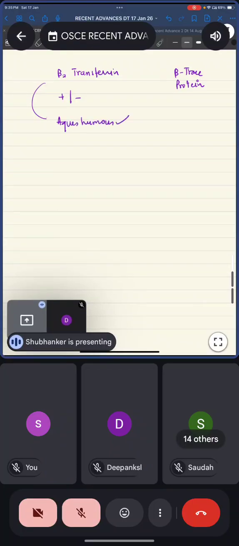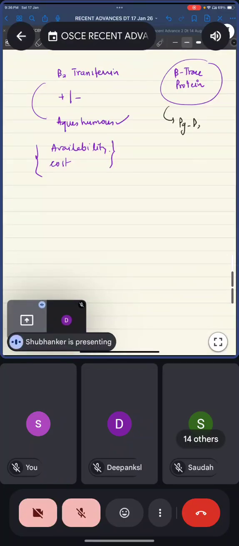Important. Then disadvantages: the availability, not available at all centers, plus the cost. And for beta trace protein, one thing you have to remember is that this beta-2 trace protein is a prostaglandin D2 synthase. This is the composition of beta trace protein, apart from the other question that this is the second most common protein available. These two things you have to remember.